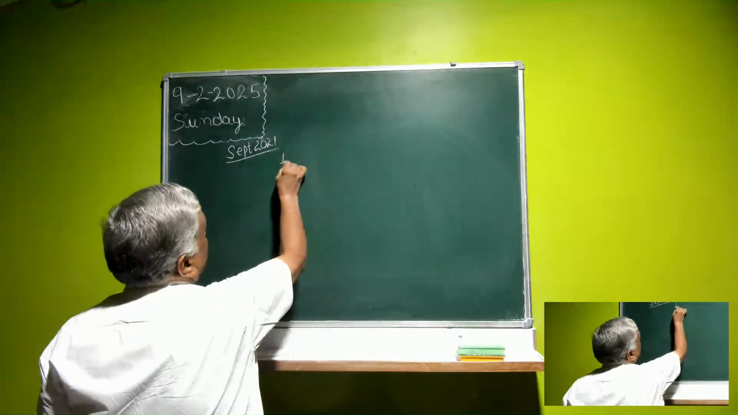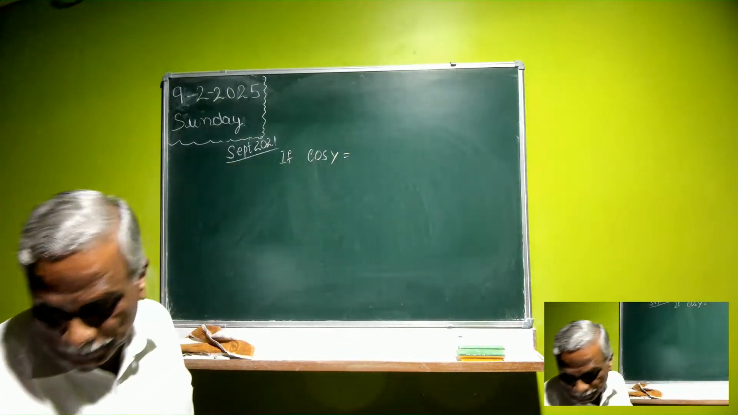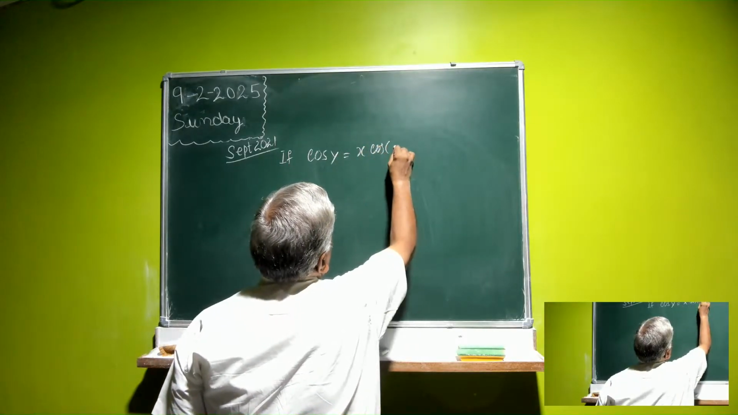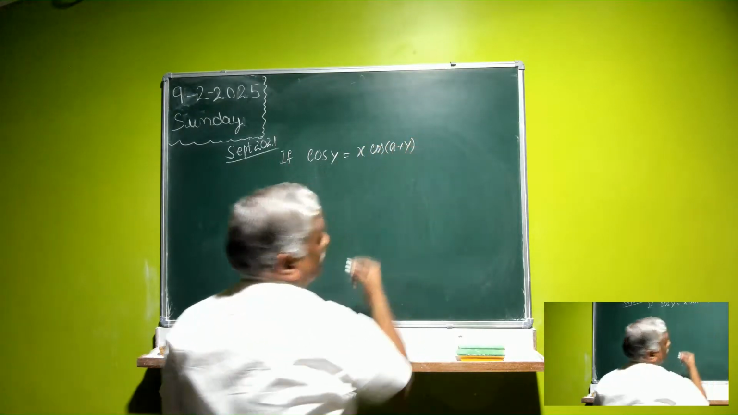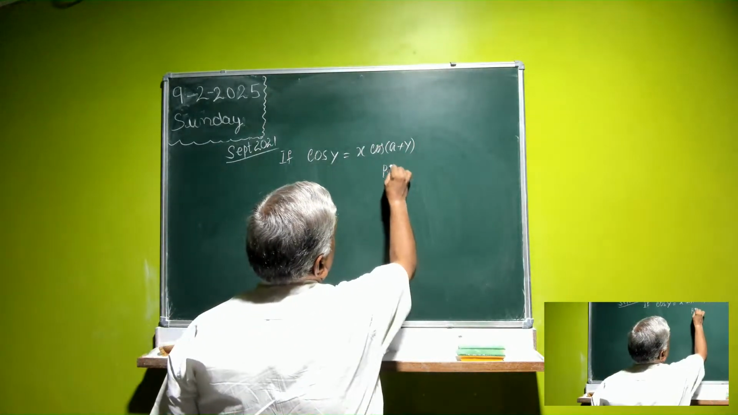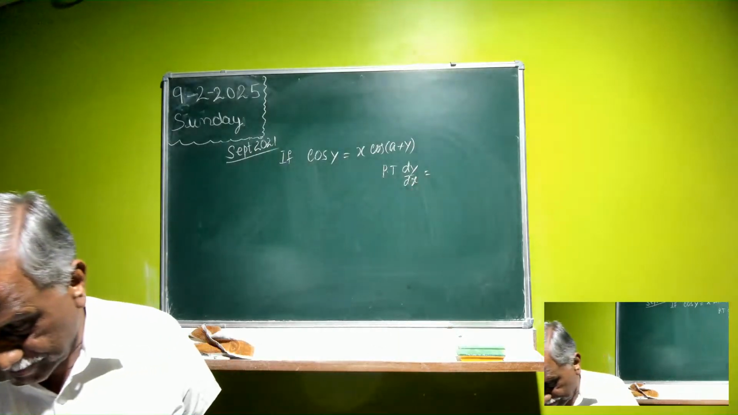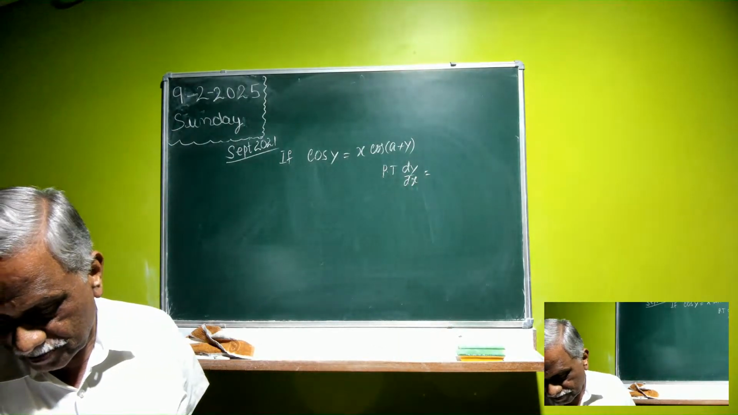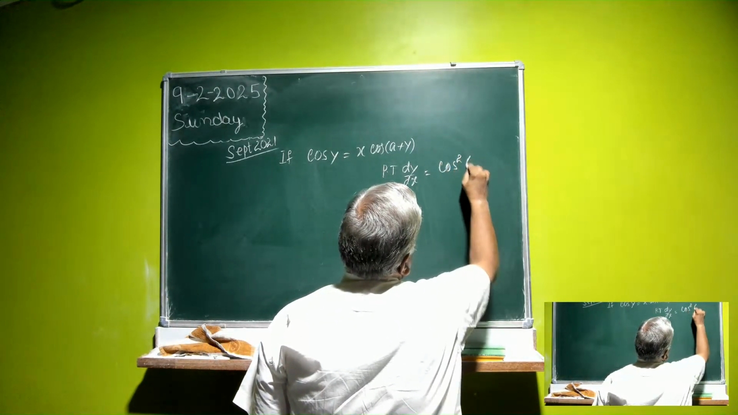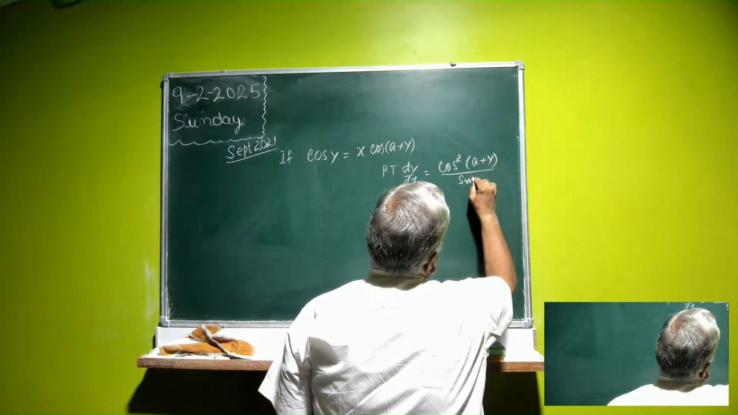If cos y is equal to x into cos of a plus y, prove that dy by dx is equal to cos square of a plus y by sin a.